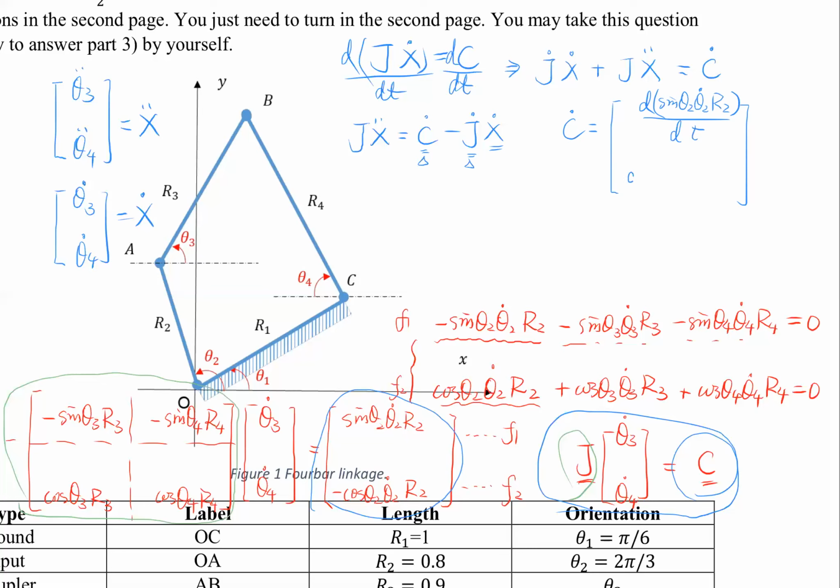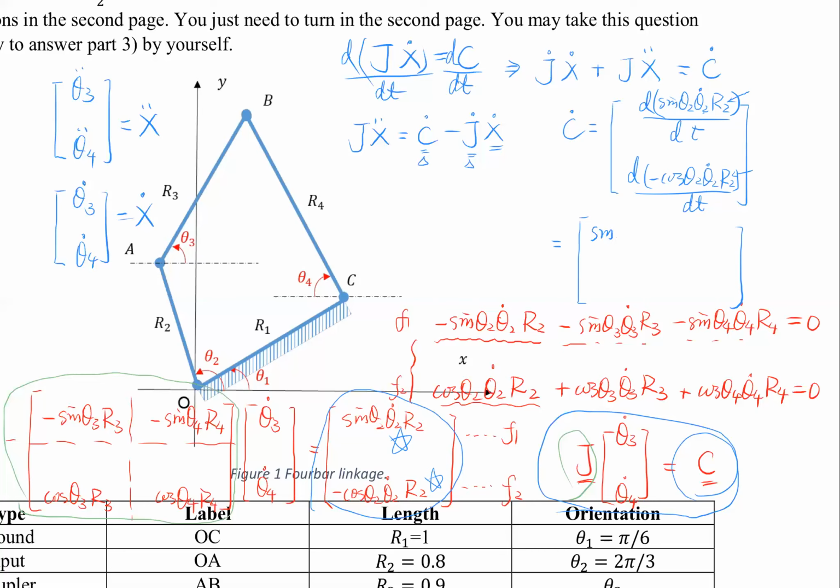And then you calculate d minus cosine theta 2 dot R2 dt. So these expressions in the bracket are directly copied from your velocity analysis. Then you need to calculate these time derivatives. Let's see what that C dot is. So again, your C dot has two time varying variables multiplied together. You have theta 2 and theta 2 dot. So you have to calculate it by parts.